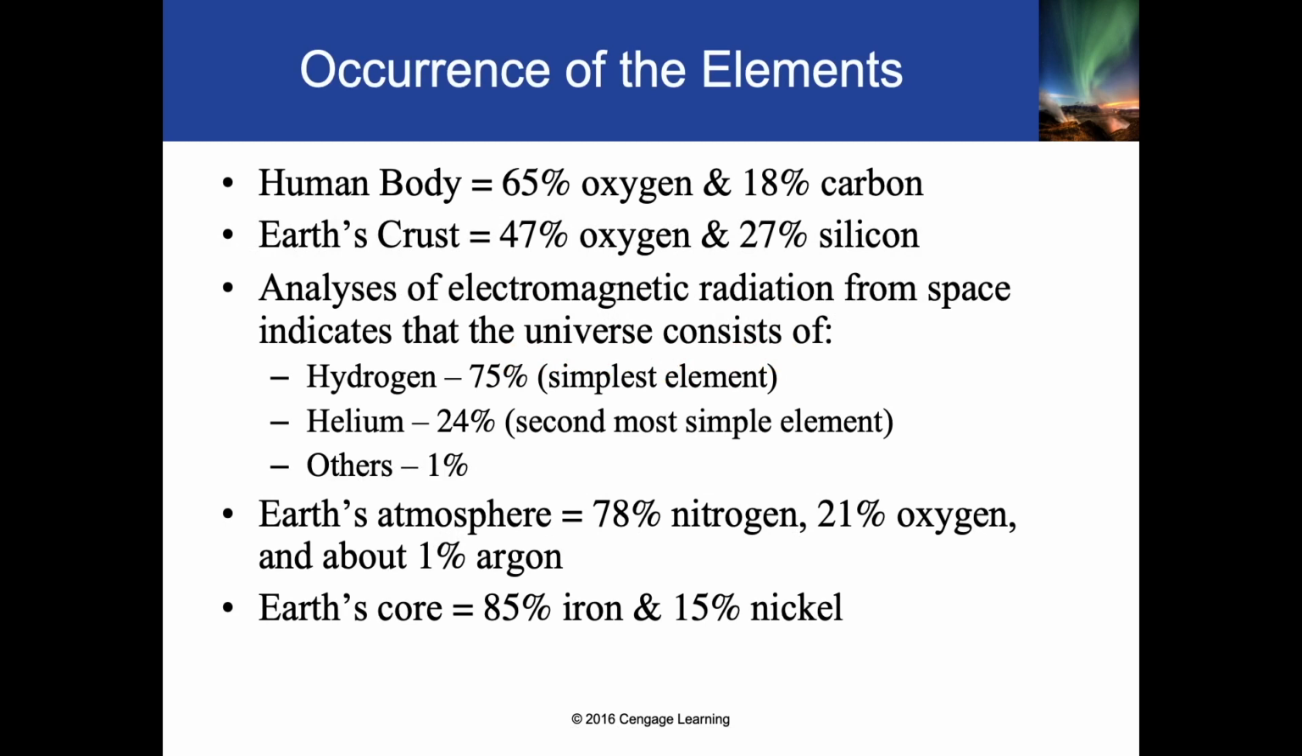So let's talk about the occurrence of elements. In the human body, it's like 65% oxygen and 18% carbon. That's interesting because in the Earth's crust, it's 47% oxygen and 27% silicon.